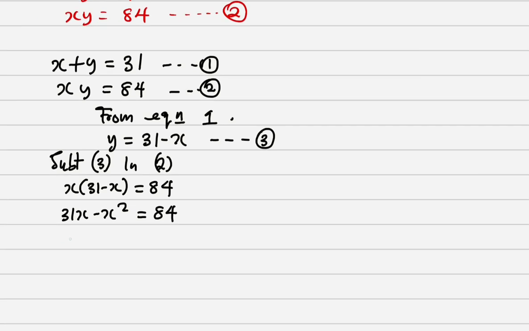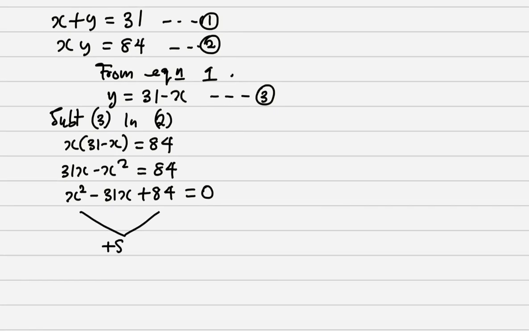Now rearranging it, I'm going to have x squared minus 31x plus 84 is equal to 0. All right. Now, since I have this, I will solve it quadratically. I'm going to look for plus 84x squared, so I'll look for two factors of 84x squared that will sum up to give me minus 31x.